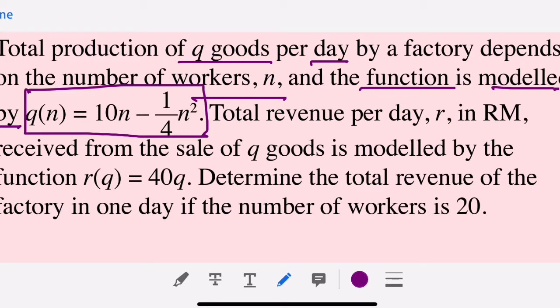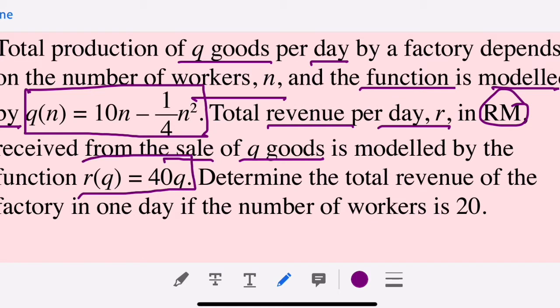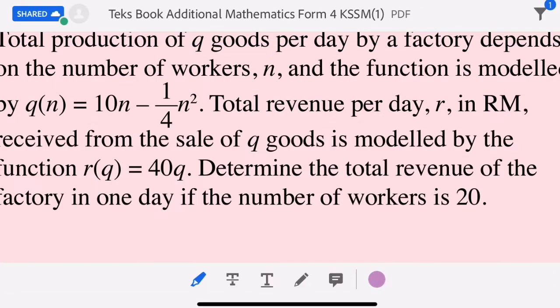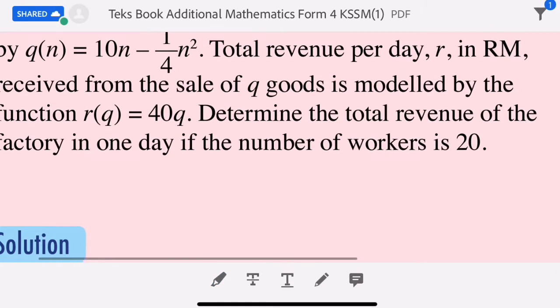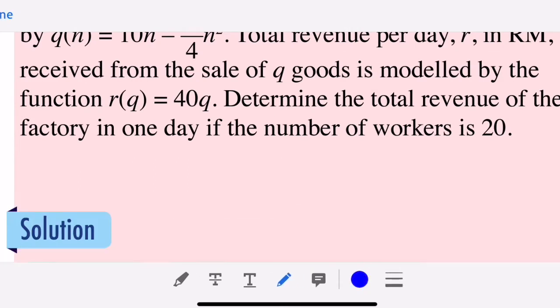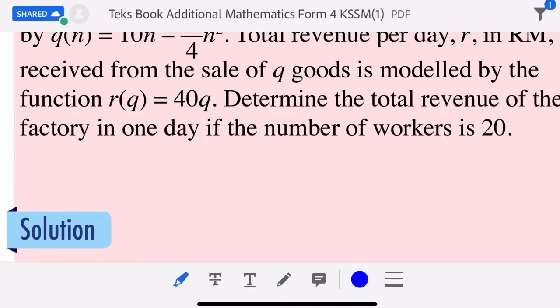The total revenue per day R is the revenue per day in ringgit Malaysia, received from the sale of Q goods, and it is modeled by another function. The revenue actually depends on the production. So determine the total revenue for the factory in one day if the number of workers is 20.